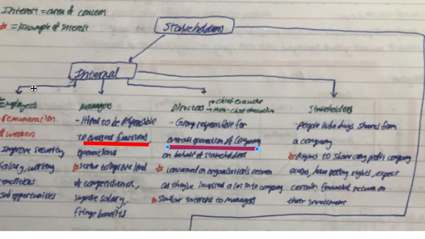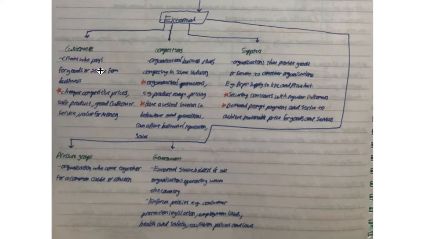Alright, so this is basically what the internal stakeholders are for, and let's move on to external stakeholders, the other stage of it. You can see for external stakeholders, we have 5 more: customers, competitors, suppliers, pressure groups, and the government itself. So let's take a look into specific ones. Customers, most straightforward, is basically you as a customer or consumer. Those two words are interchangeable, as a client who pays for goods or service from a business.